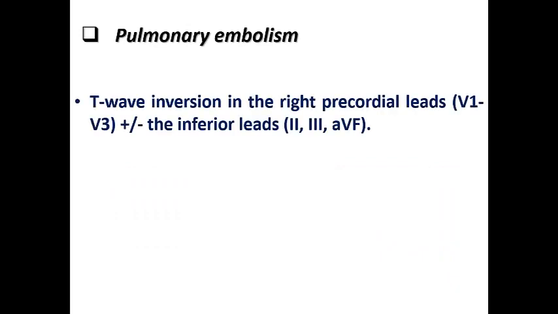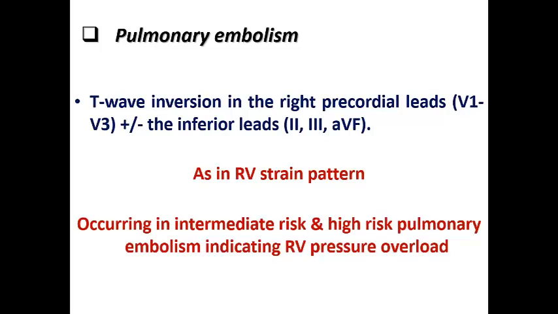Then we are going to move to another disease and different pathology, which is pulmonary embolism. Of course, one of the high-risk signs in ECG is RV strain, which sometimes occurs with the pressure load on the right ventricle and results in T wave inversion in the right precordial leads plus or minus the inferior leads. So as an RV strain, it is the same pattern that usually occurs in patients with intermediate-risk or high-risk pulmonary embolism, indicating RV pressure overload and may indicate, together with the clinical presentation, the need for thrombolytic therapy.